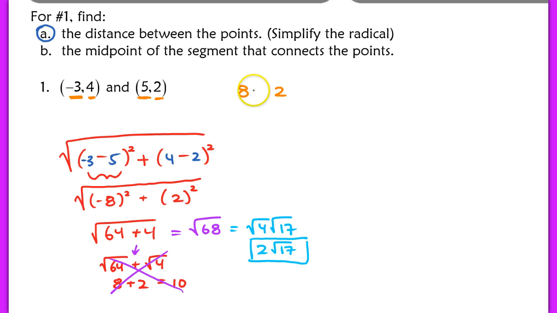What I do when I find the distance between 2 points is I take the difference between the x's and I square that, and I add that to the difference between the y's and I square that. Then I take the square root. So this is a shortcut for evaluating. If you notice, this is exactly what we got right here.